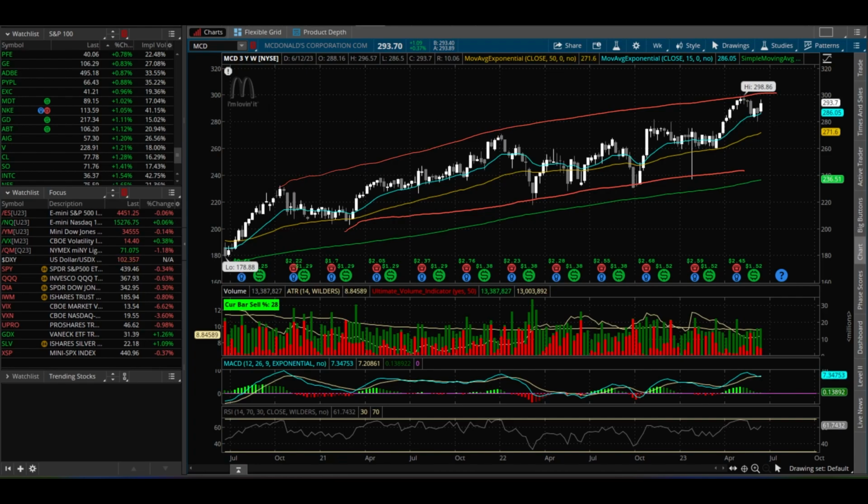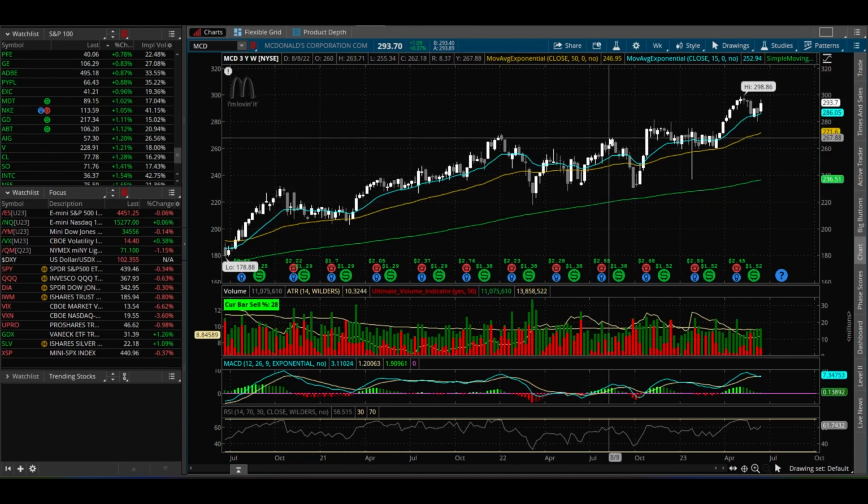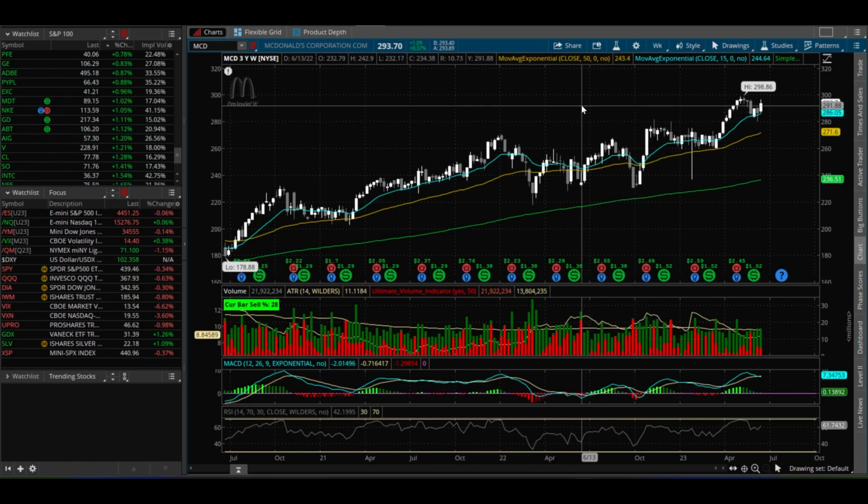So with this stock, I would definitely add this to my watch list because what it allows you to do is monitor the price movement of the stock. And what you can do at this point, once you have identified a trending stock, is all you need to do is create alerts.